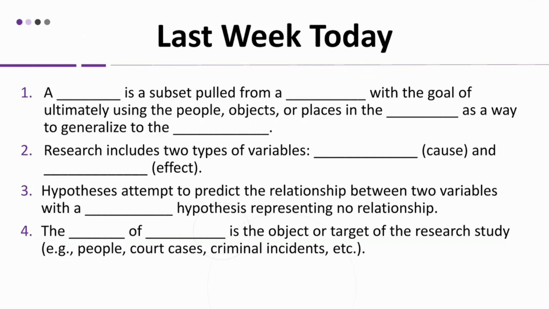Research includes two types of variables: the blank, which is the cause, and the blank, which is the effect. The two types of variables we will be talking about: independent and dependent variable, also known as predictor variable and outcome variable. We kind of consider these to be cause and effect. So we're looking to see how the independent variable affects the outcome variable, affects the unit of analysis.